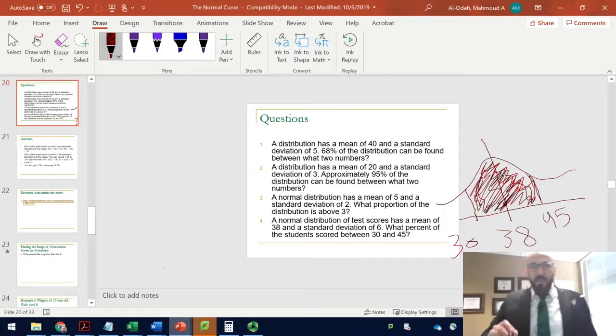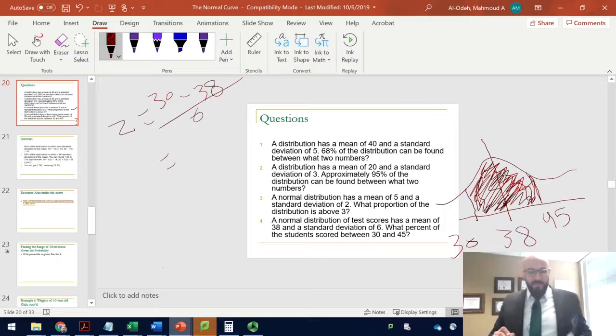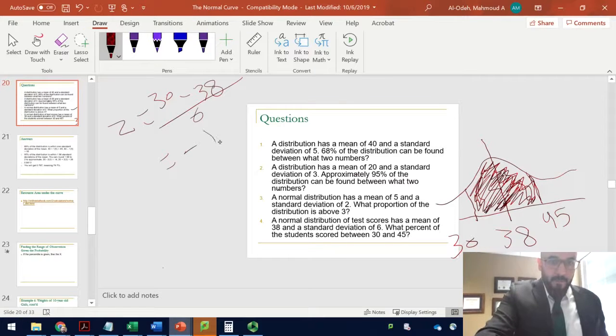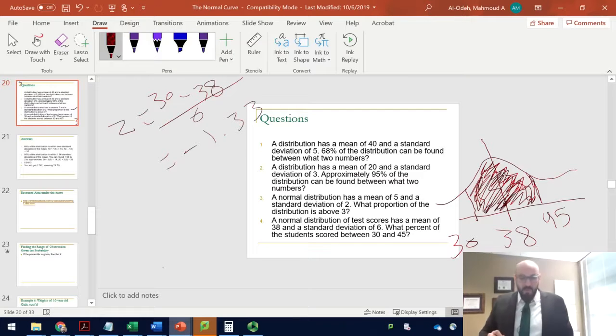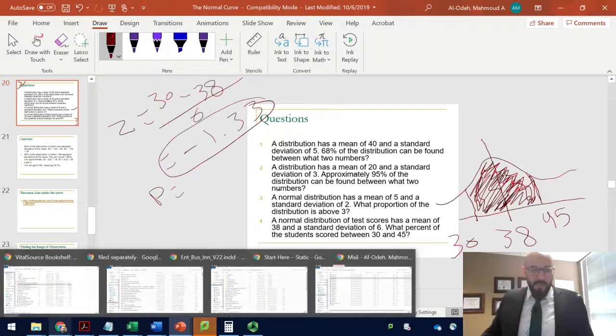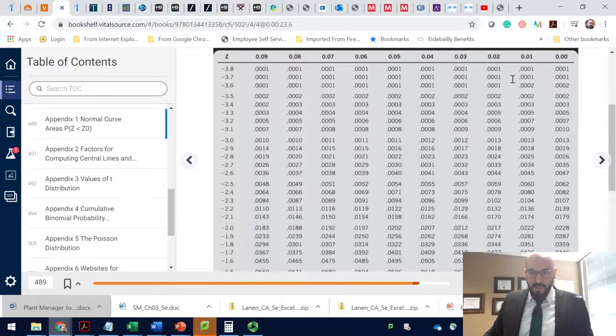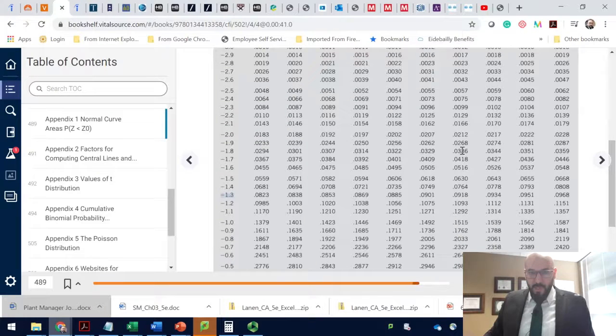Again, this is a rough draft of the normal curve, just to give you an idea of what we're looking for. And now we need to find the z-score for both of them. So the z-score for the first one would be 30 minus the mean, which is 38, divided by the standard deviation of 6. So the z, in this case, would be negative 1.33. Let's find, based on the 1.33, what would be the percentage. Go to the Z table, 1.33. Here's 1.3, and we're going to have 0.03, which is the fourth column from the right. So the value is 0.9.